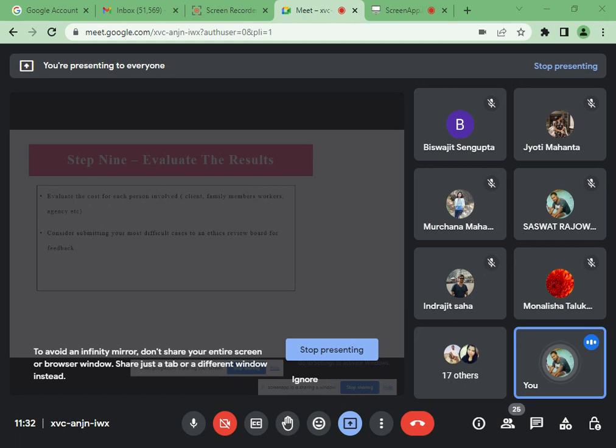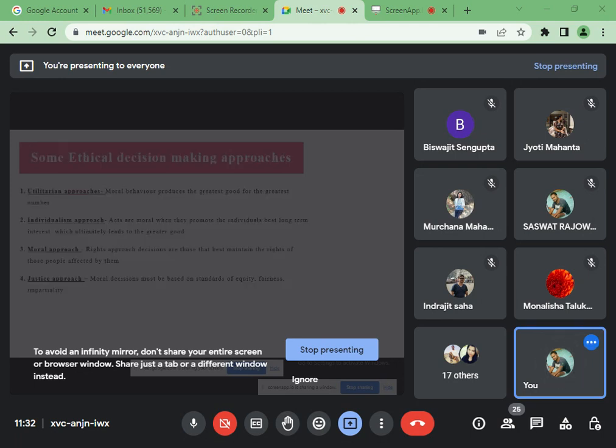Step number 9, evaluate the result. Evaluate the cost to each person involved: client, family members, workers, etc. Consider submitting your most difficult cases to an ethics review board for feedback.